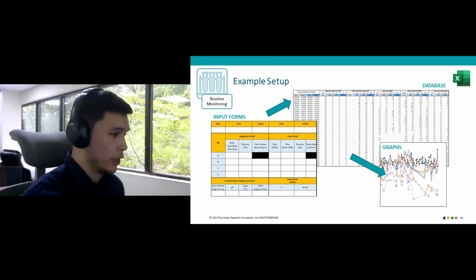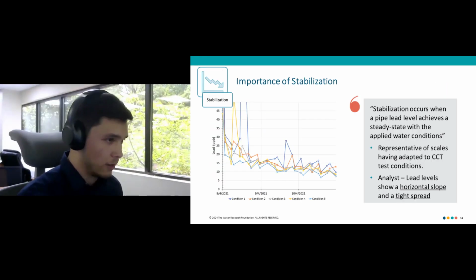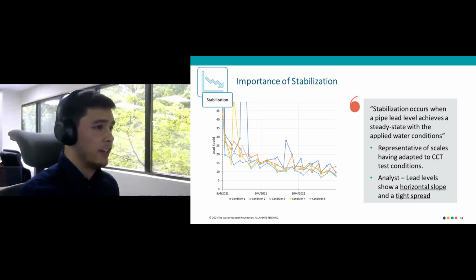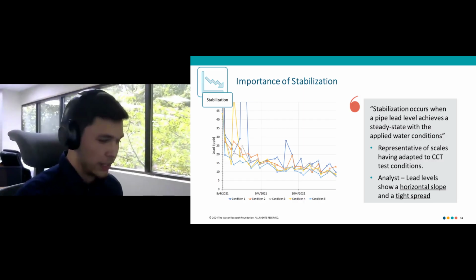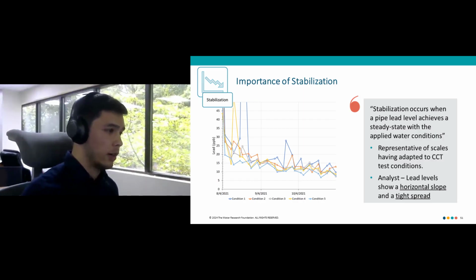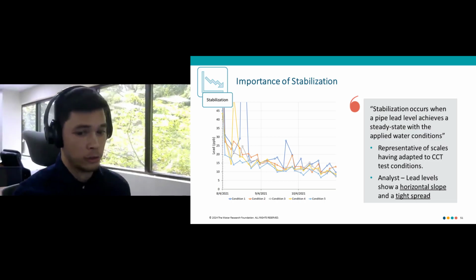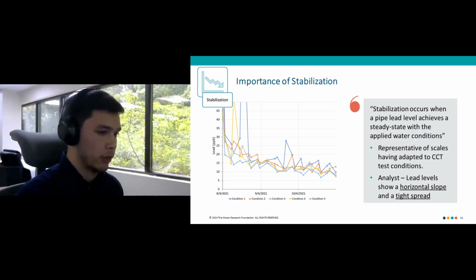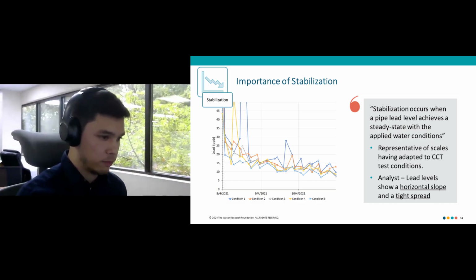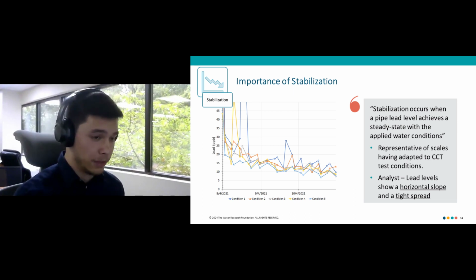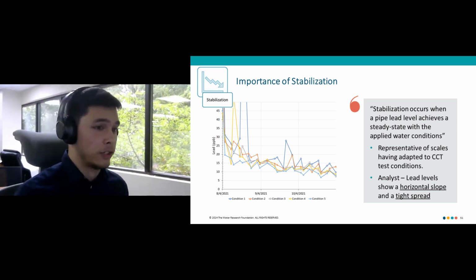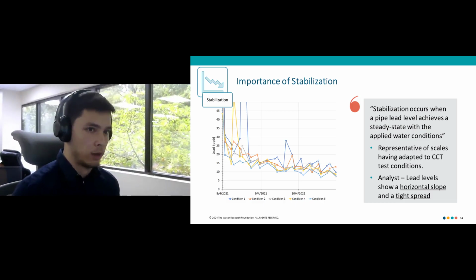I'm now going to move on to the more interesting aspect of data analysis, and that's stabilization. Stabilization is probably the most intensive part of the analytical process, as it occurs alongside the water quality parameters throughout the course of the rig monitoring. But there's a lot more analytical detail that needs to be covered when analyzing stabilization. So in the document, we describe stabilization as when pipe lead levels achieve steady state with the applied water conditions.